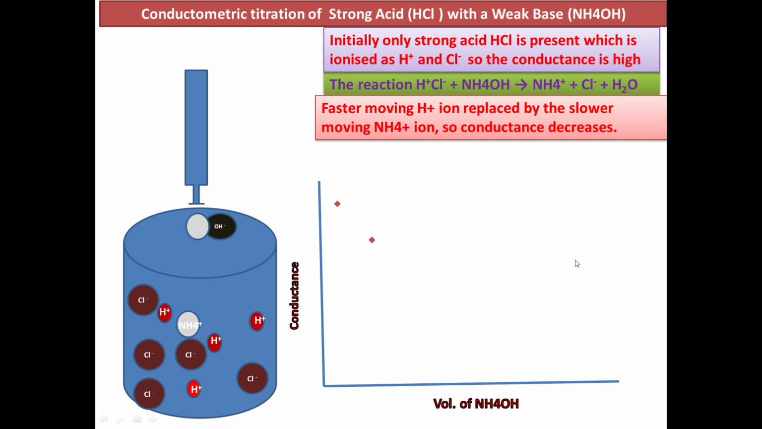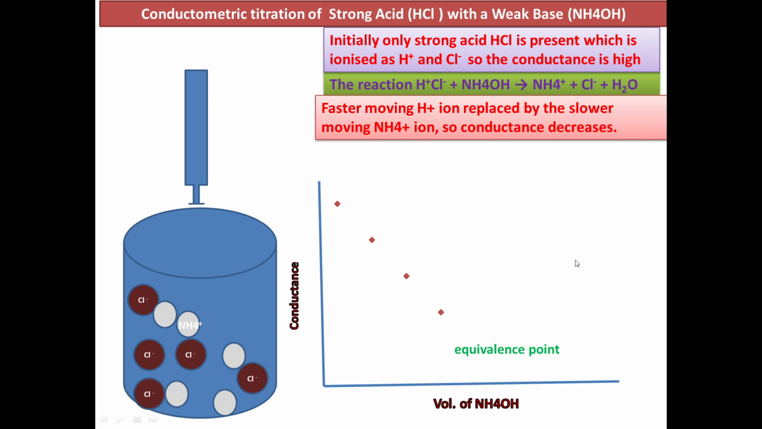Again, if you add the base NH4OH, the neutralization reaction takes place. H plus is replaced by NH4 plus ions, which are slower, so the conductance decreases. Again the same reaction occurs and conductance decreases. This will continue till the equivalence point. Equivalence point means when all the H plus from the solution is replaced by NH4 plus ions.